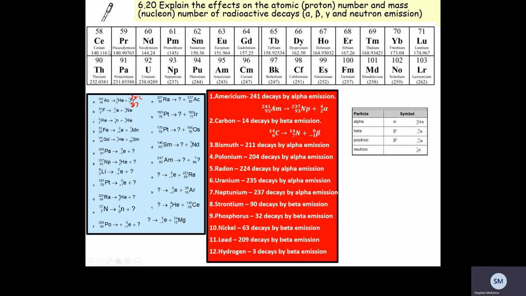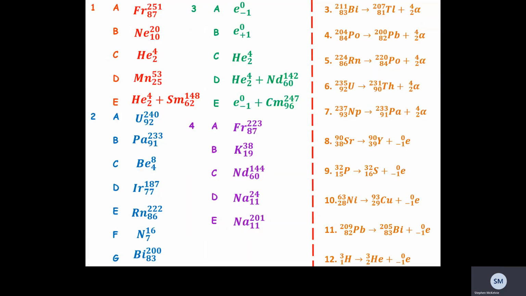You will have to use your periodic tables inside your planners, and you'll have to use these. These ones aren't actually included in your planners. So if you can't find the element that you're looking for in your periodic table, have a look at the periodic table above. And here are the answers.